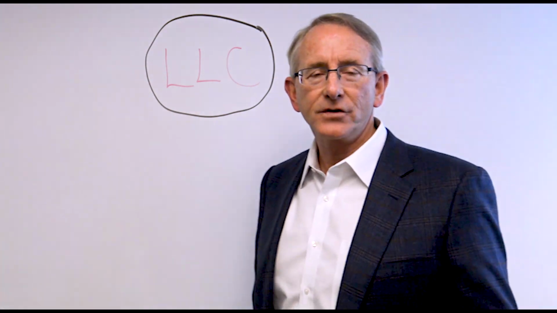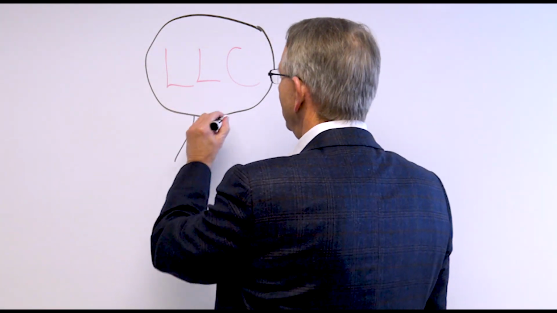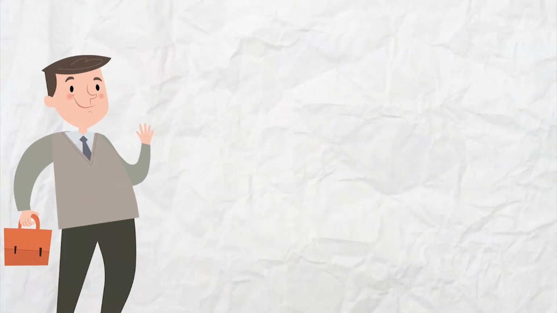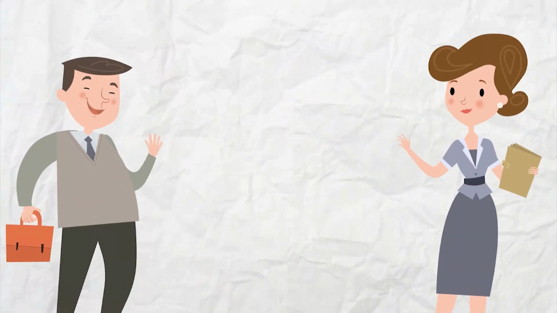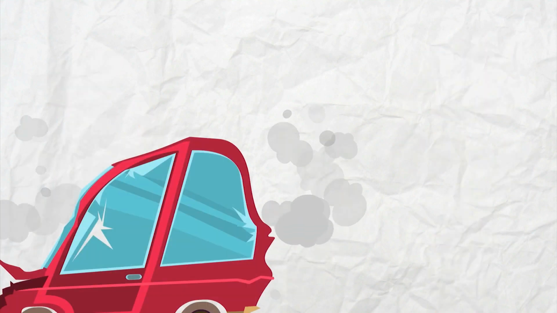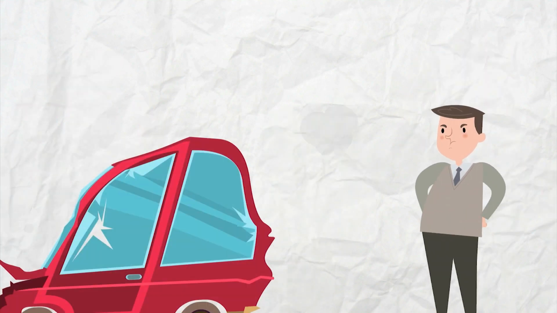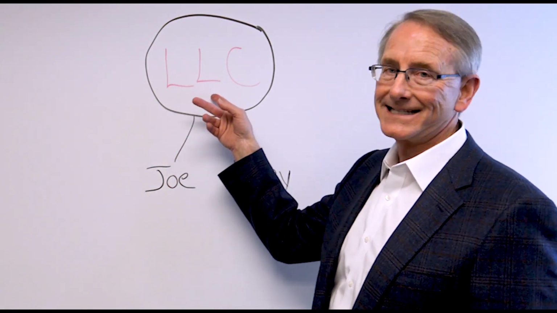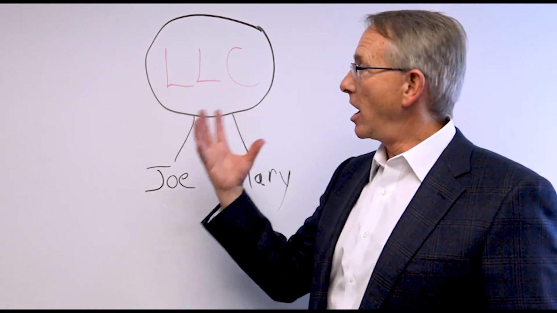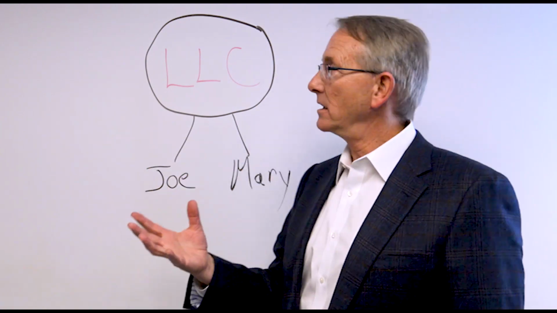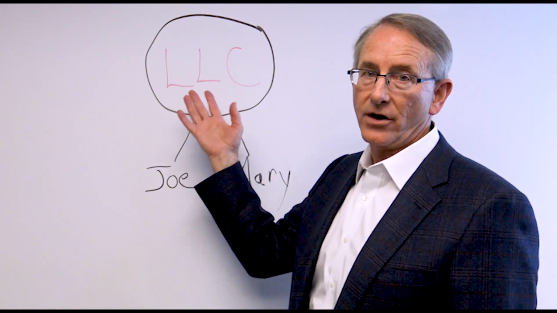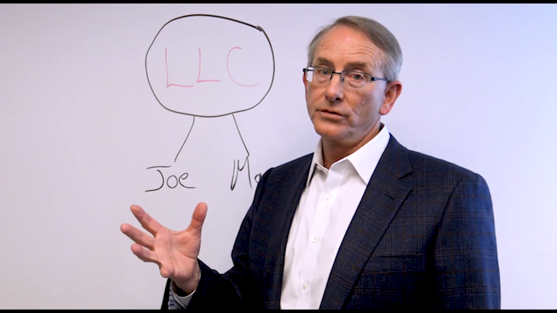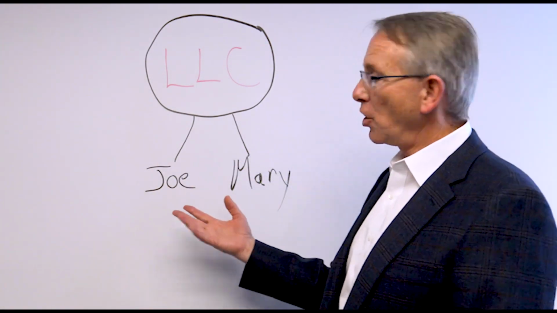The idea behind the charging order is to protect the innocent member. So we have Joe here and Mary. And Joe gets in a car wreck, all right? It has nothing to do with the real estate that's inside this LLC, all right? On title to the real estate at the county recorder is this LLC. So it owns the real estate, but Joe gets in a car wreck.